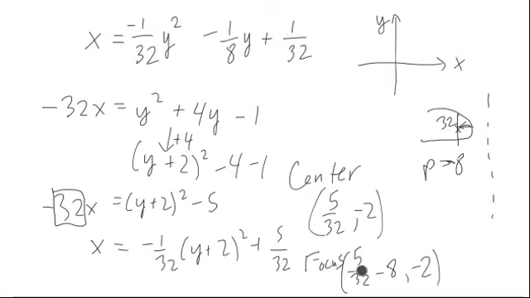What about the directrix? Well, instead of subtracting 8, we would simply add 8, and it would be an x value. Notice the directrix will be a single x value going up and down a vertical line. So instead of subtracting 8 from the center x value, or the vertex, we add 8. So this would be 5/32 plus 8, and that would be the directrix line.